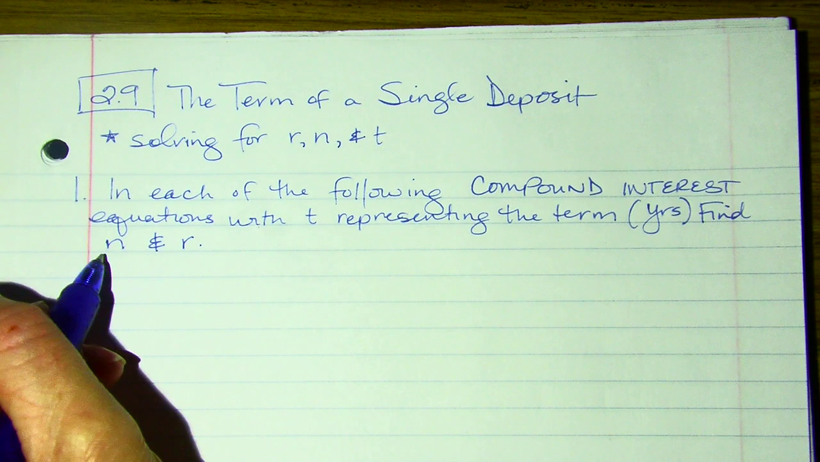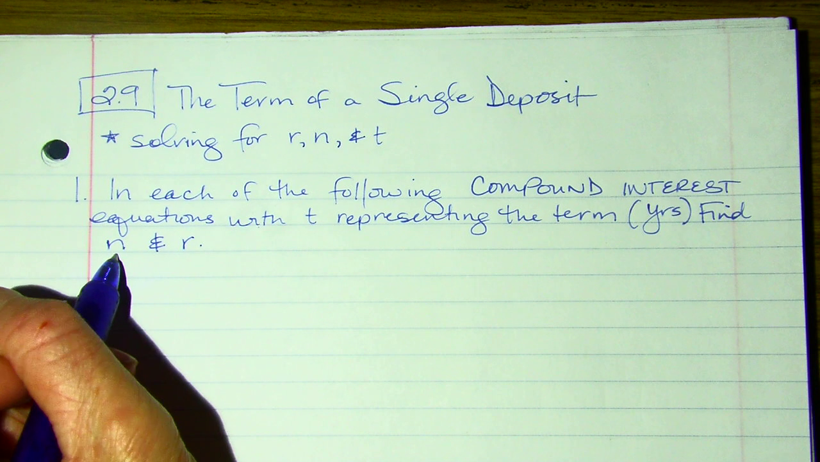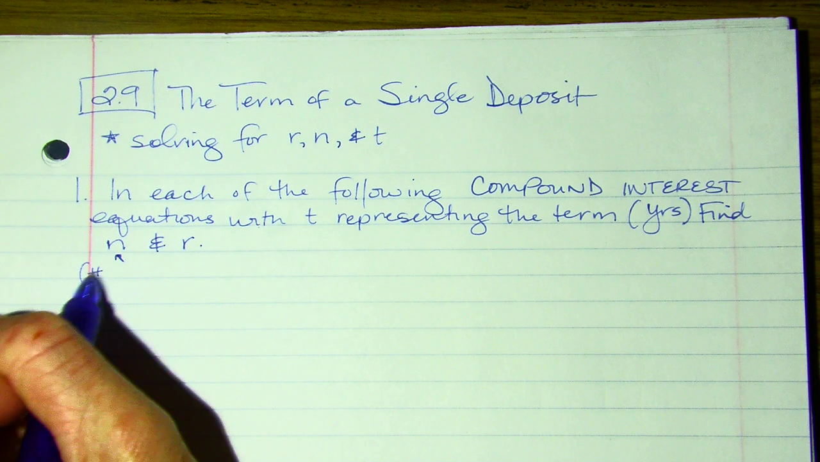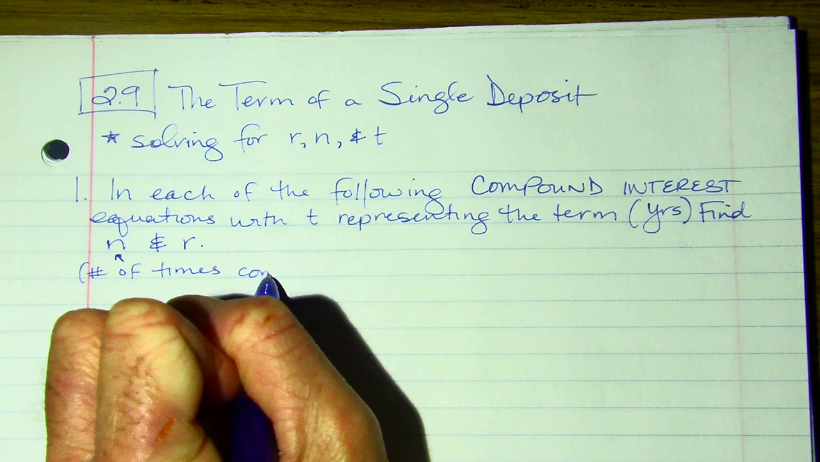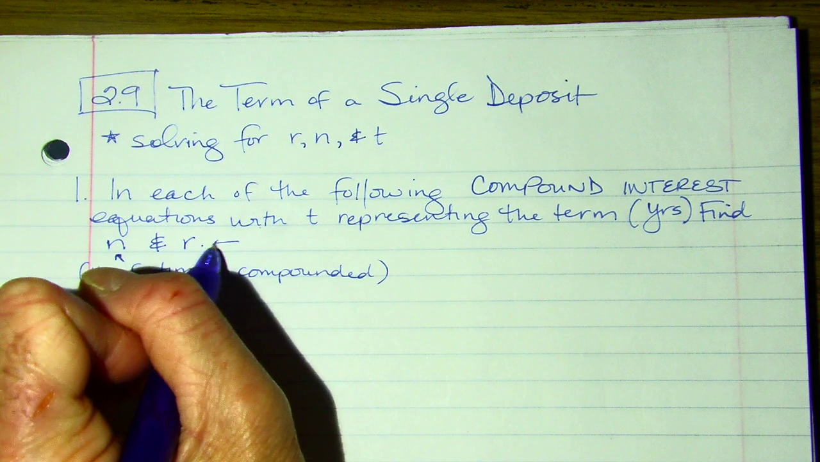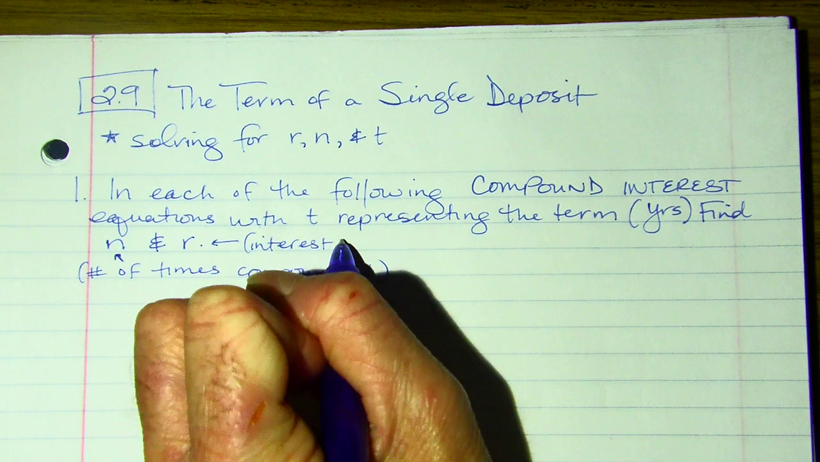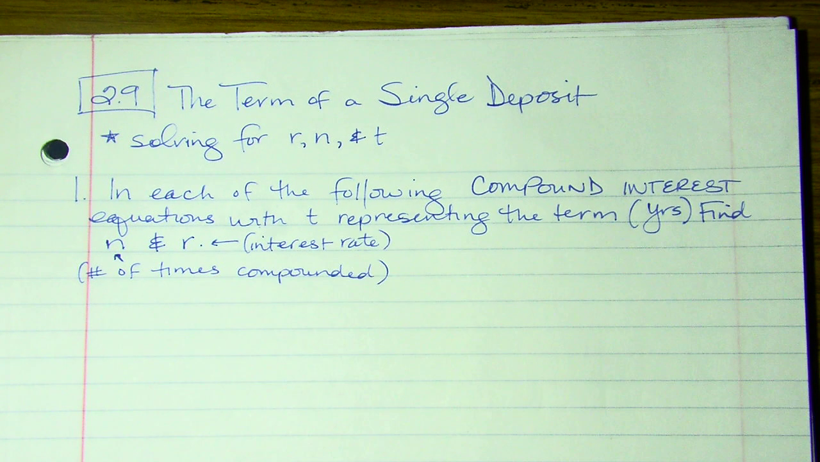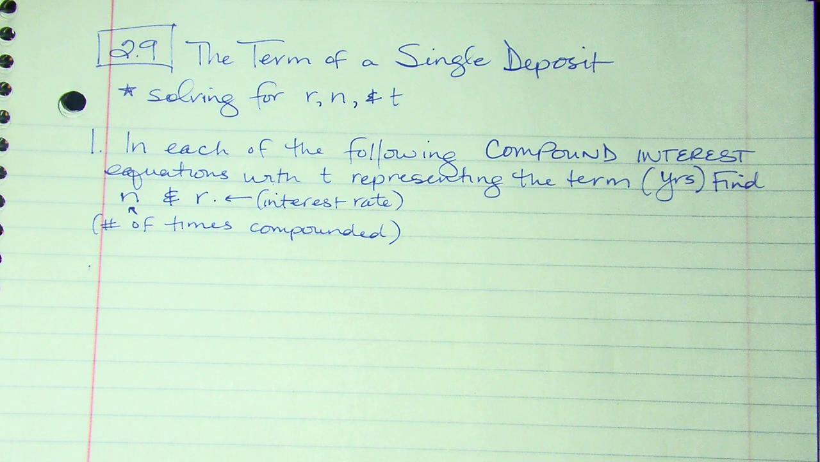In your homework, they word this a little different. Remember, the n is number of times compounded, and r is interest rate. So this should look like your homework problem. So in part, now really quick, they mentioned compound interest.